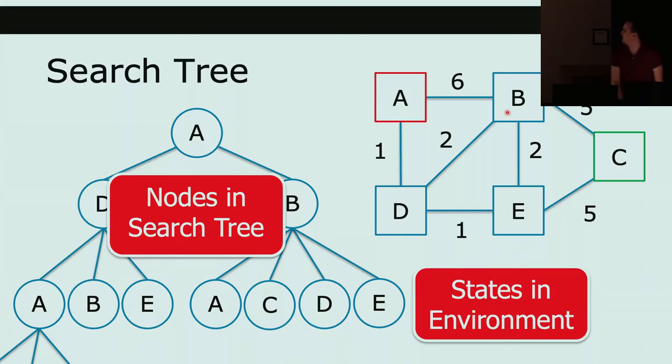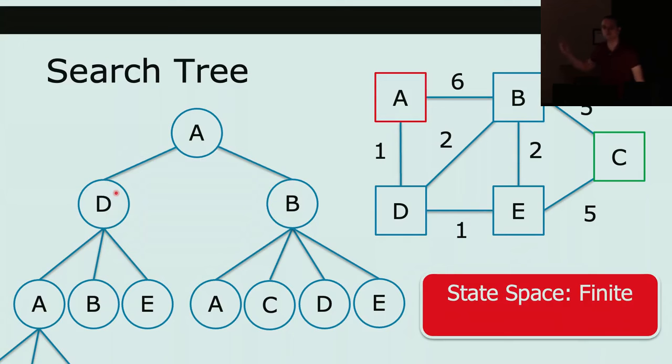These are states of the environment, and these are nodes in the search tree. The state space here is finite, right? There are 5 states. There are 1, 2, 3, 4, 5, 6, 7 edges representing legal actions at those states. So that is a very finite search space, or state space. But the search tree is infinite, right? If I keep doing this, AD, AD, AD, AD, AD, it's infinite. So this search tree right now is of infinite size. So they are very, very different things. They just happen to look the same in this example.